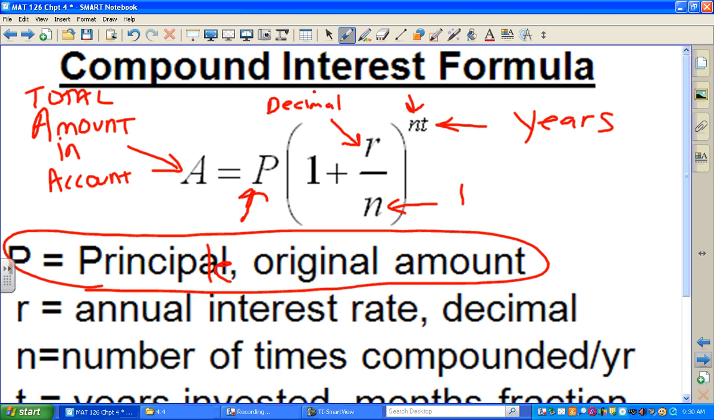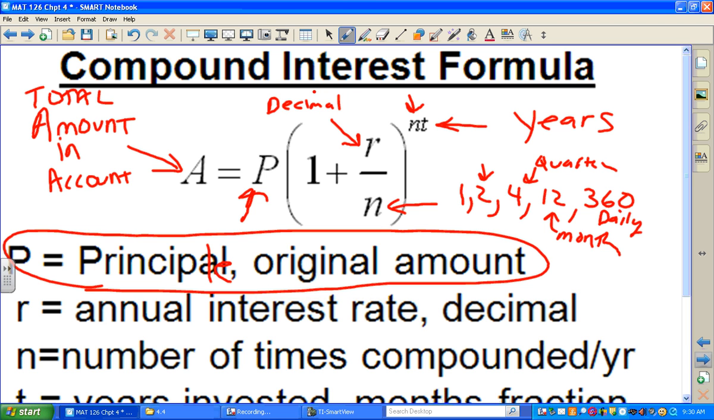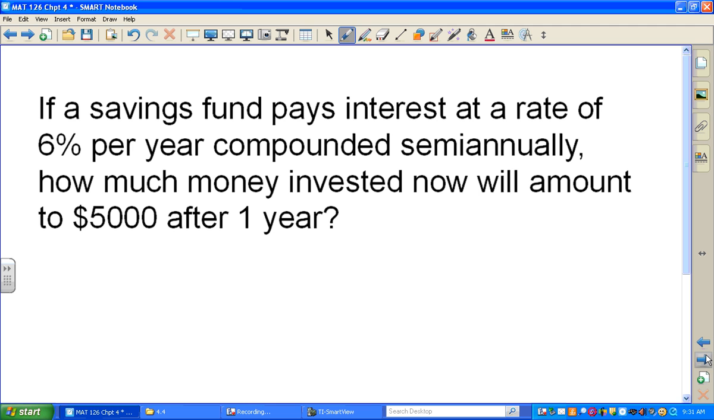Okay? So it's going to be either 1, 2, 4, quarterly, monthly. Oh, I believe in this book it changes, but I think daily is 360. Okay? It changes from book to book. This is compounded monthly. Everybody knows that. Quarterly. Semi-annually. And annually. Okay? So, we got the equation. We're in great shape. Let's start using the equation, shall we?